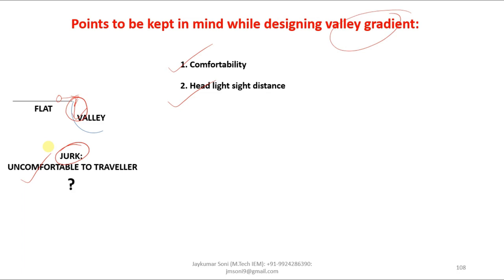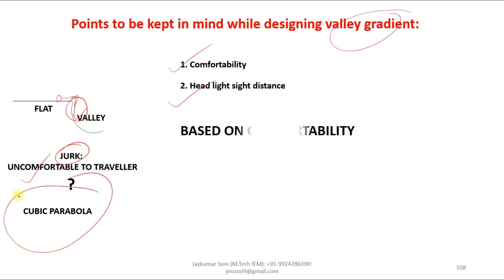So what is to be done? What should one do to avoid this jerk? In order to avoid this jerk, a cubic parabola is provided. Now the cubic parabola will be like this. So you can observe over here, this is the cubic parabola, where the smoothing of the gradient is provided. So the jerk criterion will be reduced.